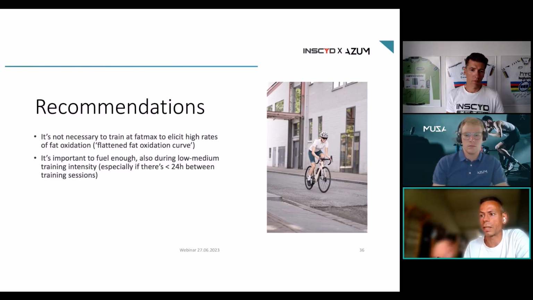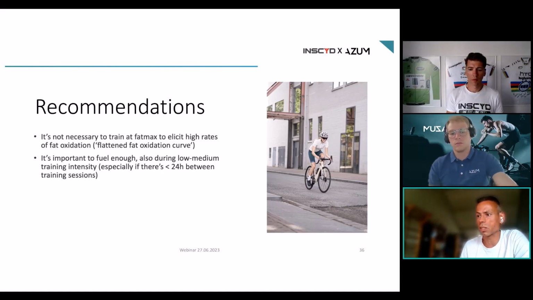And especially in athletes doing multiple sessions a day or training lots of volume on a weekly basis, it's important to be mindful of this and to secure enough energy intake and especially carbohydrate intake, to ensure that the athletes are able to do their training sessions, also the intensity training sessions that burn even more carbohydrates, and that they can recover from one session to another.